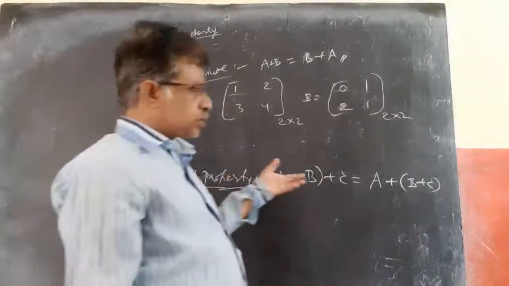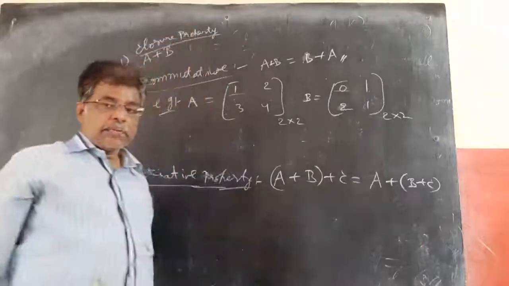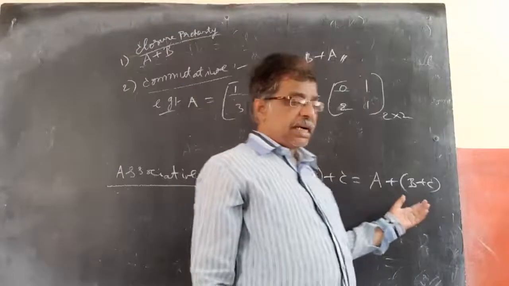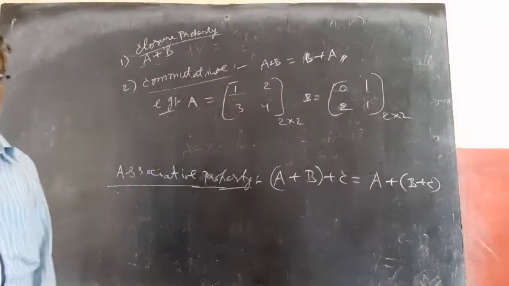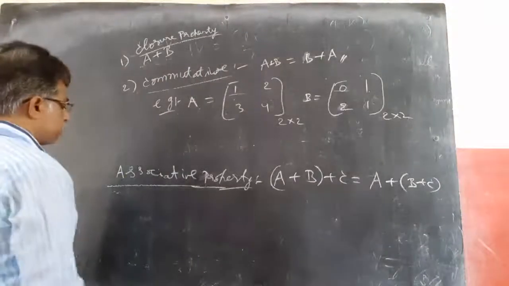Associative property holds good in matrix addition as well as multiplication. Multiplication we will discuss later. But in matrix addition, associative property 100% holds good. (A + B) + C equal to A + (B + C) is called as associative property.